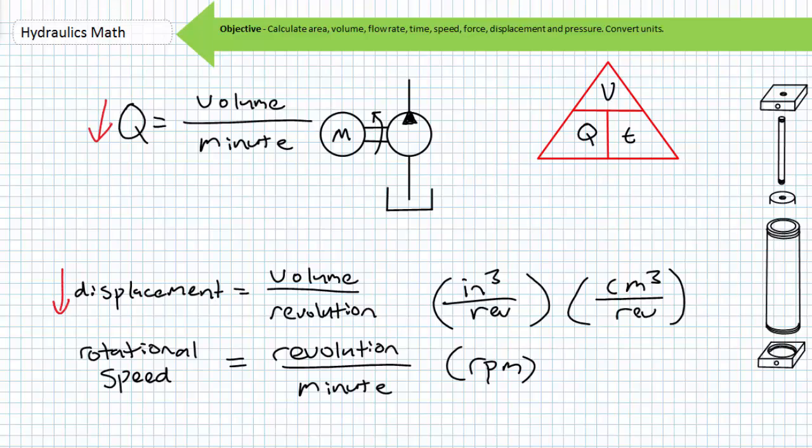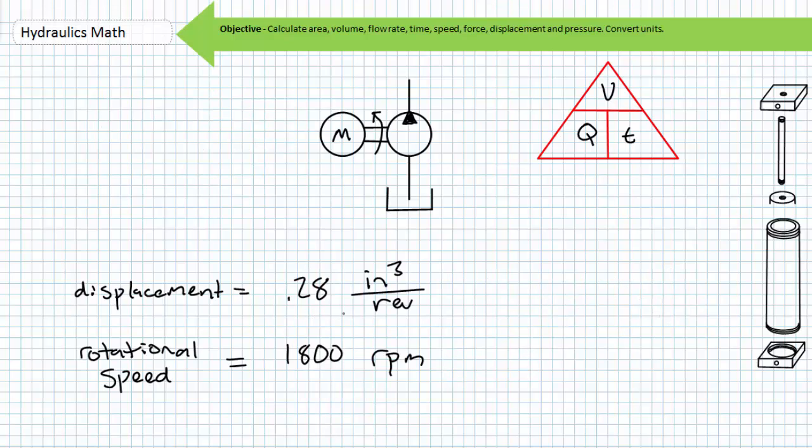It makes sense. The only thing that can possibly trip you up is neglecting to perform a unit conversion. Allow me to demonstrate. Let's say a pump displaces 0.28 cubic inches per revolution and is driven at 1,800 RPM.